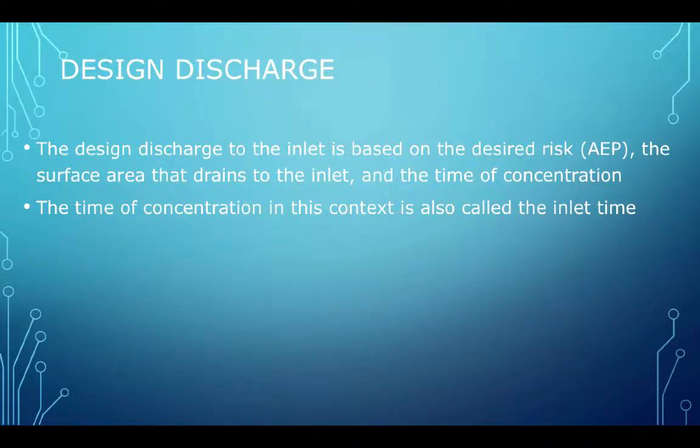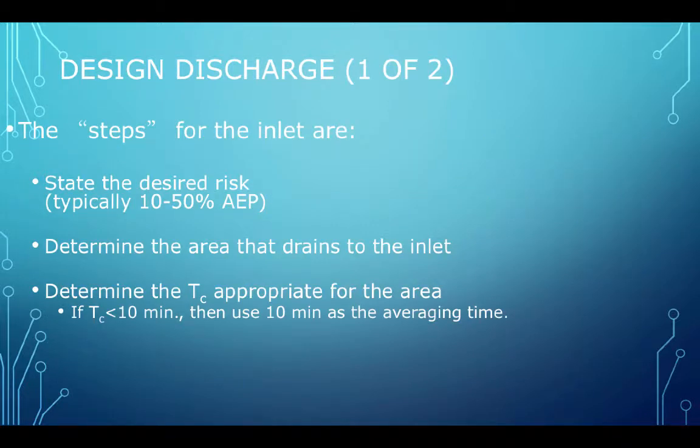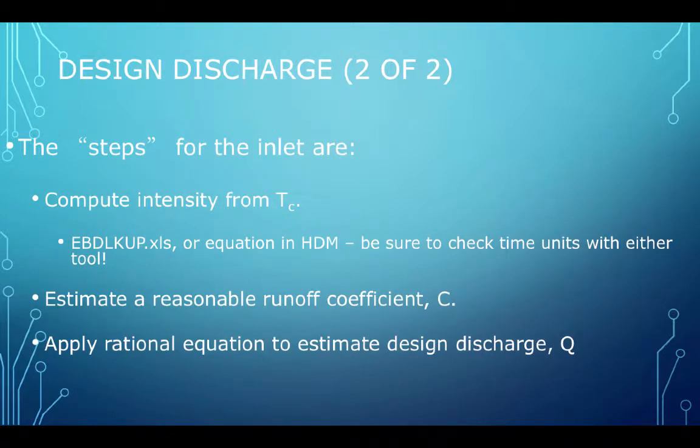Once we know the exceedance probability, we can apply the hydrology methods and calculate a time of concentration, also called the inlet time, to that inlet. The steps for the inlet are as follows. State the desired risk, determine the area that will drain to the inlet, and determine an appropriate inlet time or time of concentration. If the number is less than 10 minutes, then the guidance is to use 10 minutes as the averaging time. Compute the intensity from that time of concentration.